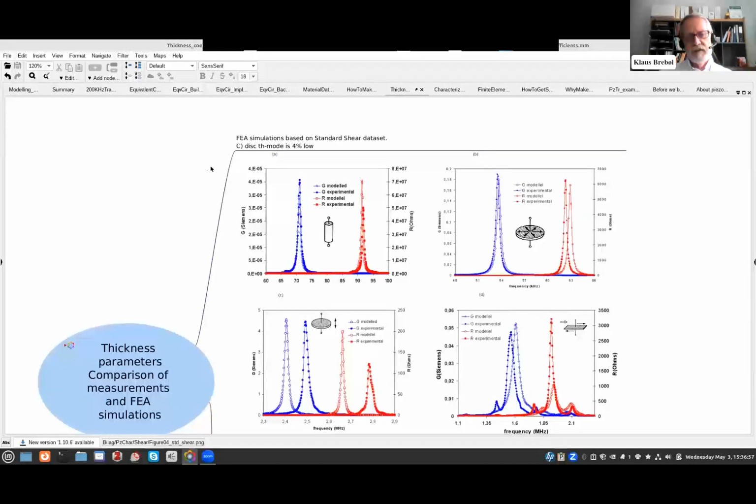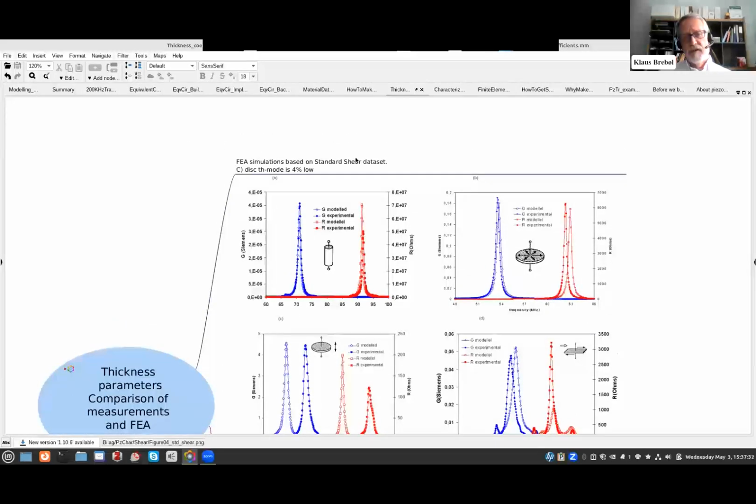No, because this was rather surprising. But if we make a finite element simulation of the three samples, the rod, the disk in planar mode, the disk in thickness mode, and the shear, then these two match nicely. Here in thickness mode, we have the measured value here, we have the finite element simulation here for the resonant frequency, over here for the parallel resonance, and you'll see that they are 4 to 5% low. And this is using a data set based on the standard shear plate.